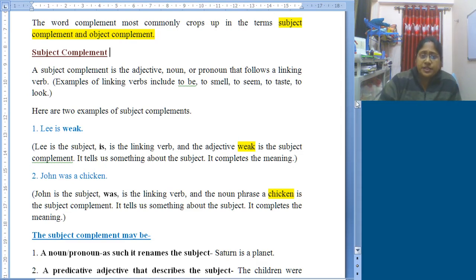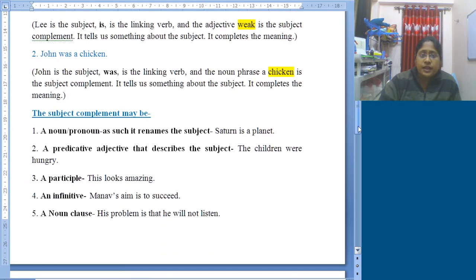Now, as I told, the subject complement may be a noun or pronoun. As such, it renames the subject. For example, Saturn is a planet. The very word planet serves here as the complement.